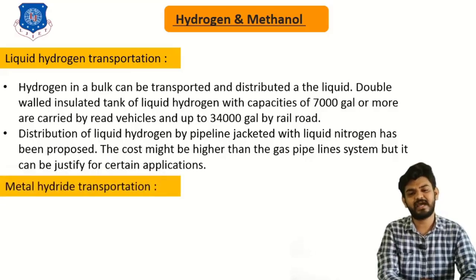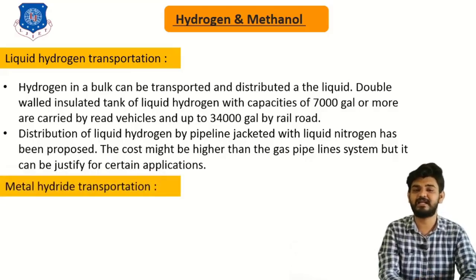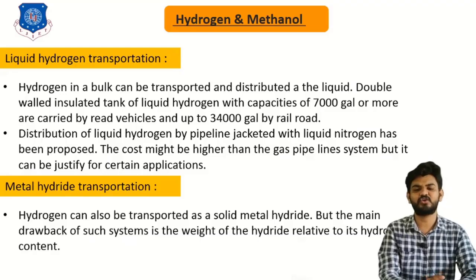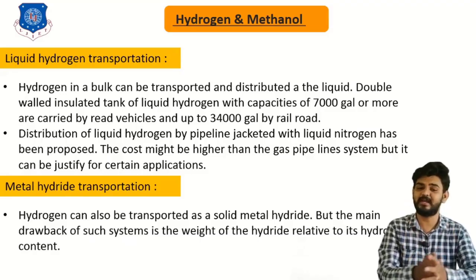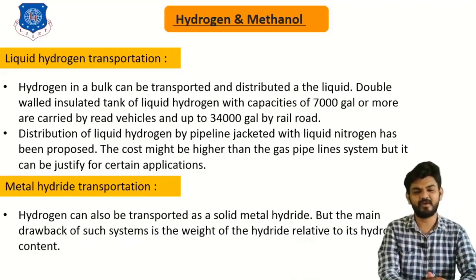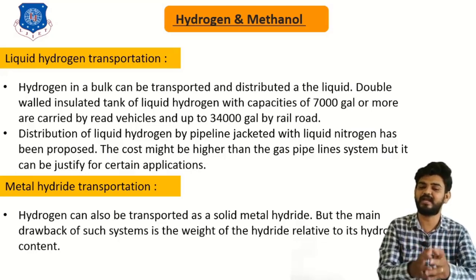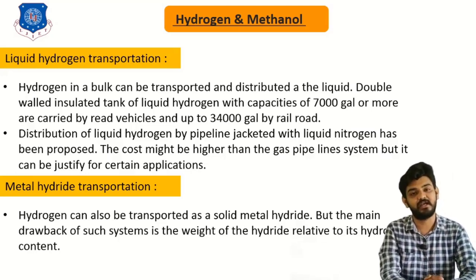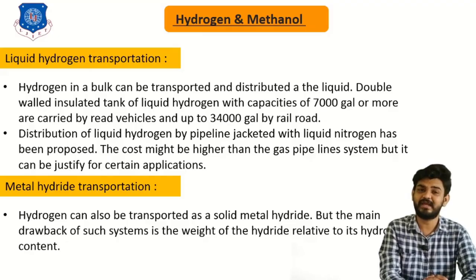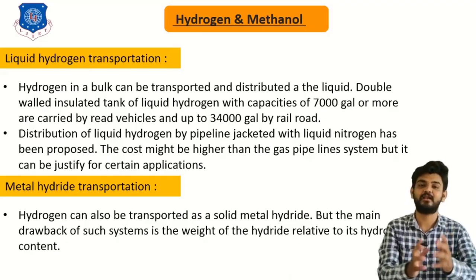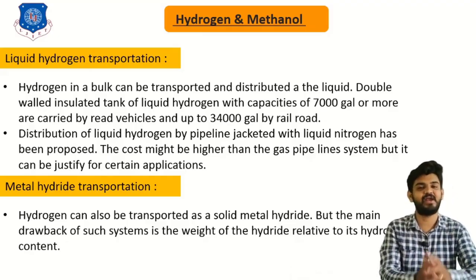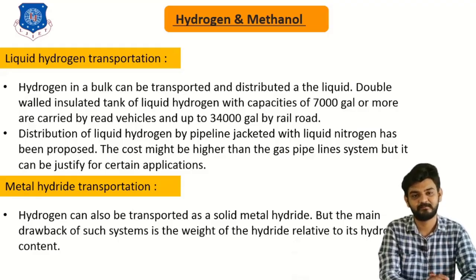The next type of transportation is metal hydrate transportation. The hydrogen can be transported as a solid metal hydrate, but the main drawback of such a system is the weight of the hydrate relative to its hydrogen content. So we have to carry unnecessary weight of metal since we only require the hydrogen from this metal hydrate.